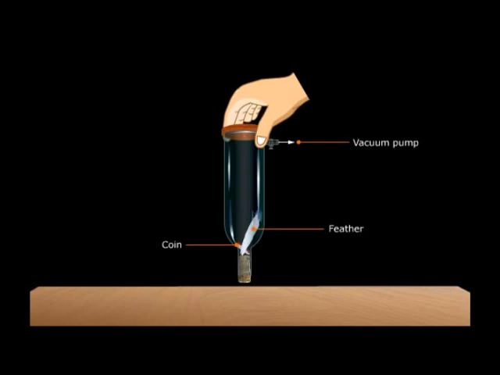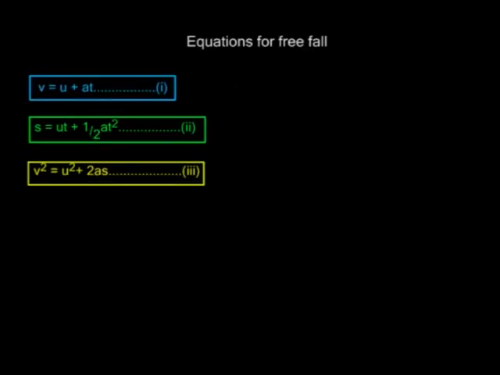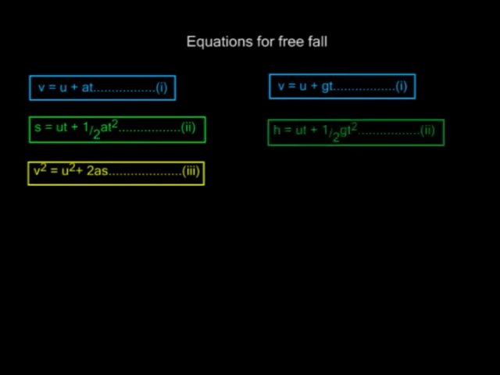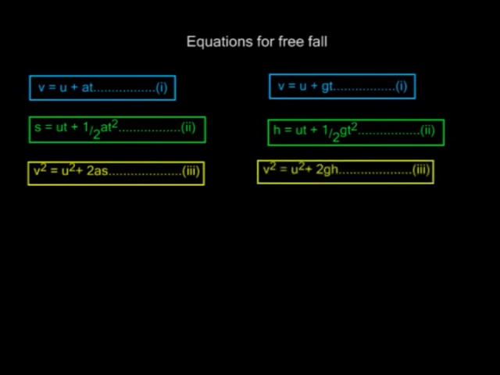It should be noted that the three equations of linear motion of a body under constant acceleration can be applied in free fall because the acceleration is also constant. Thus, the three equations become v is equal to u plus gt, h, the height, is equal to ut plus a half gt squared, and v squared is equal to u squared plus 2gh.